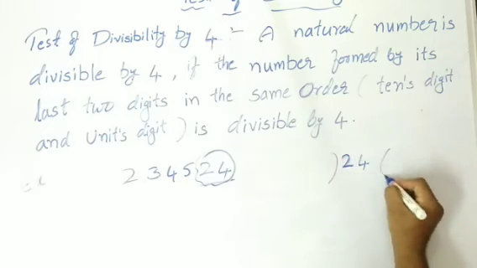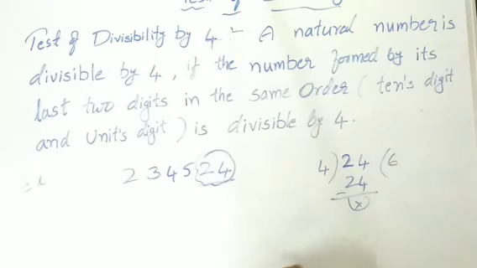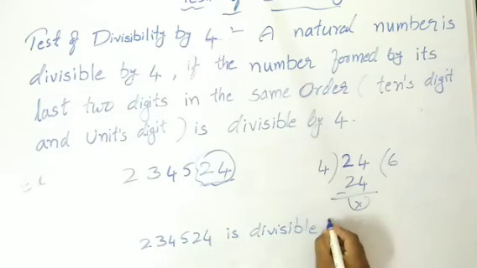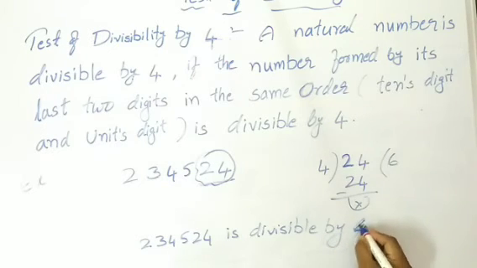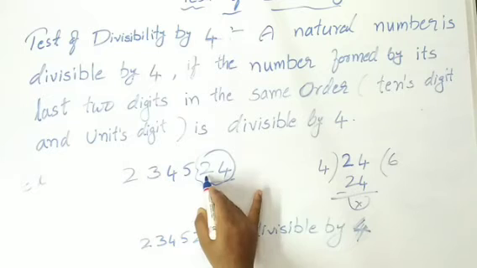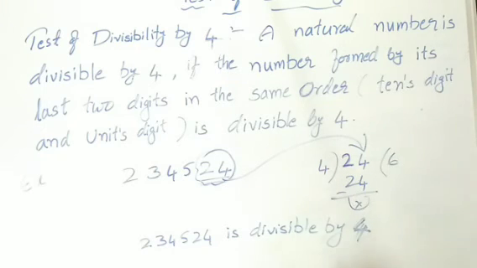So then we want to check with the 4. See, 4 sixes are 24. So it is divisible by 4. So 24 is divisible by 4. Then we can write 2,34,524 is divisible by 4, because by the definition, a natural number is divisible by 4 if the number formed by its last two digits in the same order. The last two digits means unit digit and tens digit, see, this 2 and 4, same order. So this number is divisible by 4.